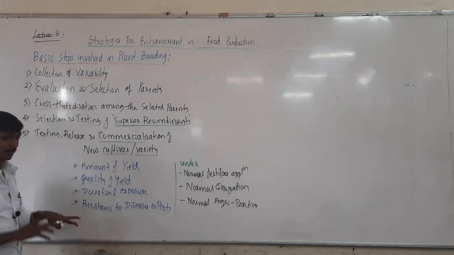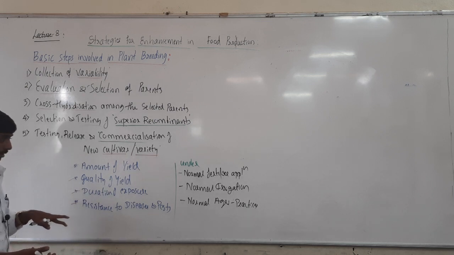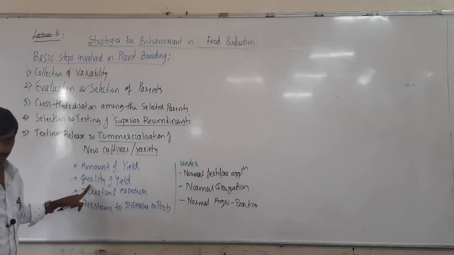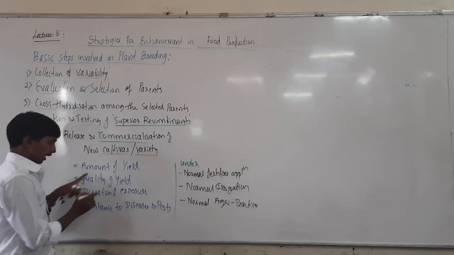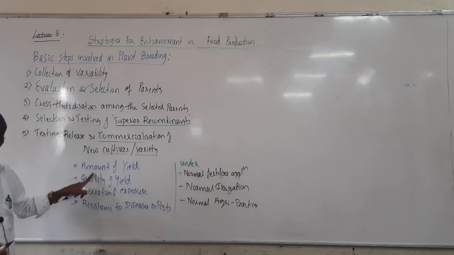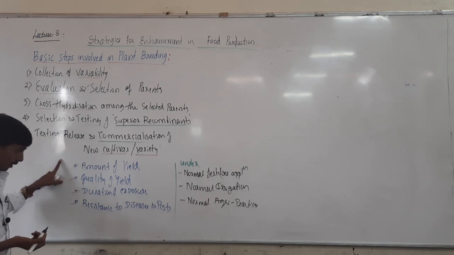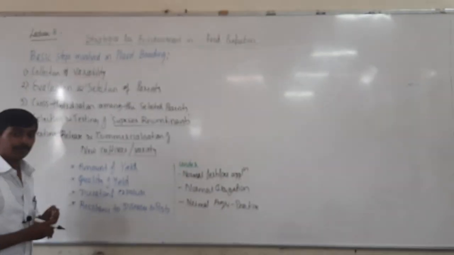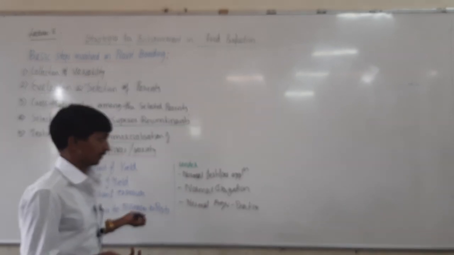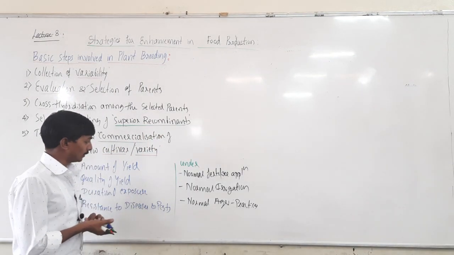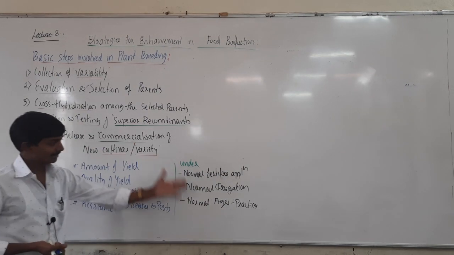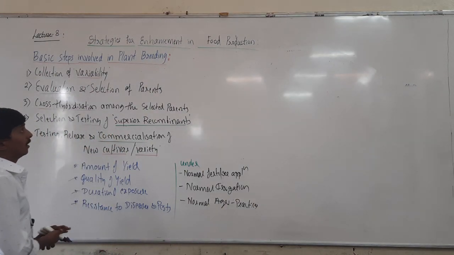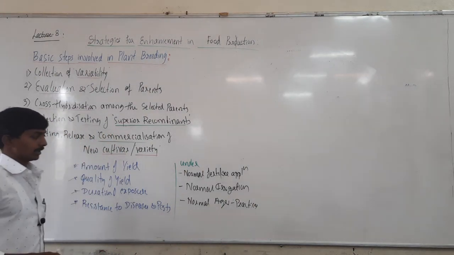If any one of these is missing, okay, if the amount is good but quality is less, the plant will not be accepted. If the quality is good but the amount is less, then the plant will not be accepted. If both are good, but it cannot tolerate the temperature, can't tolerate the humidity, then again the plant will not be accepted. Like that, the plant has to fulfill all these conditions under this criteria and at these available facilities. Then only the plant will be released as a new cultivar.